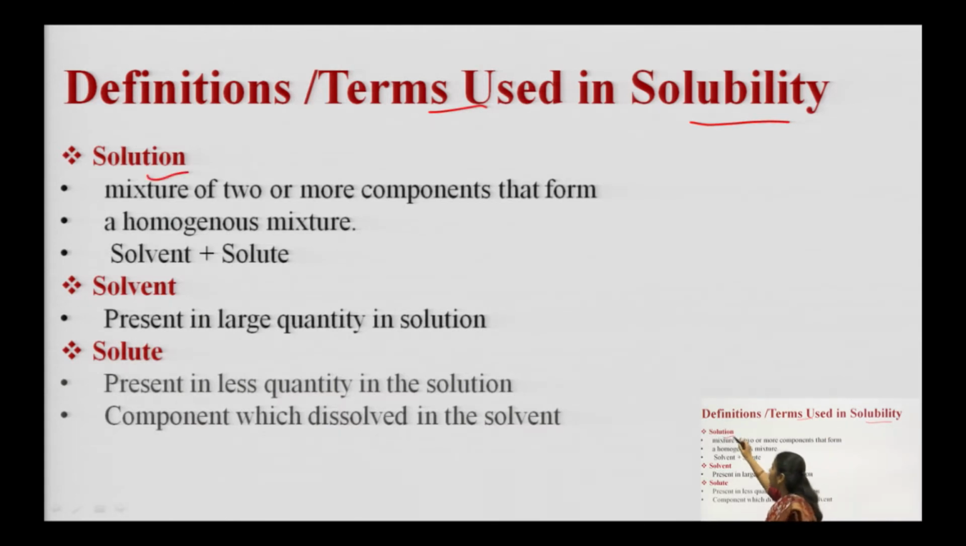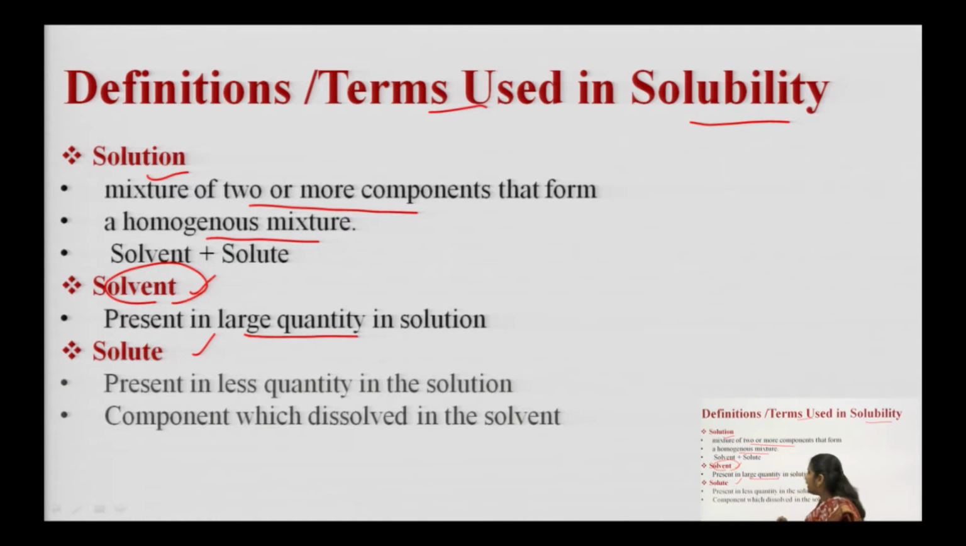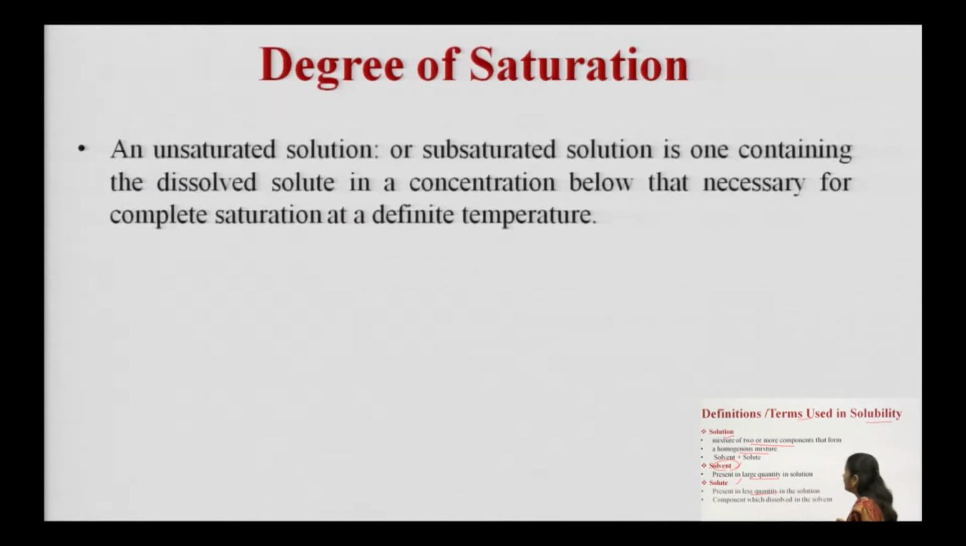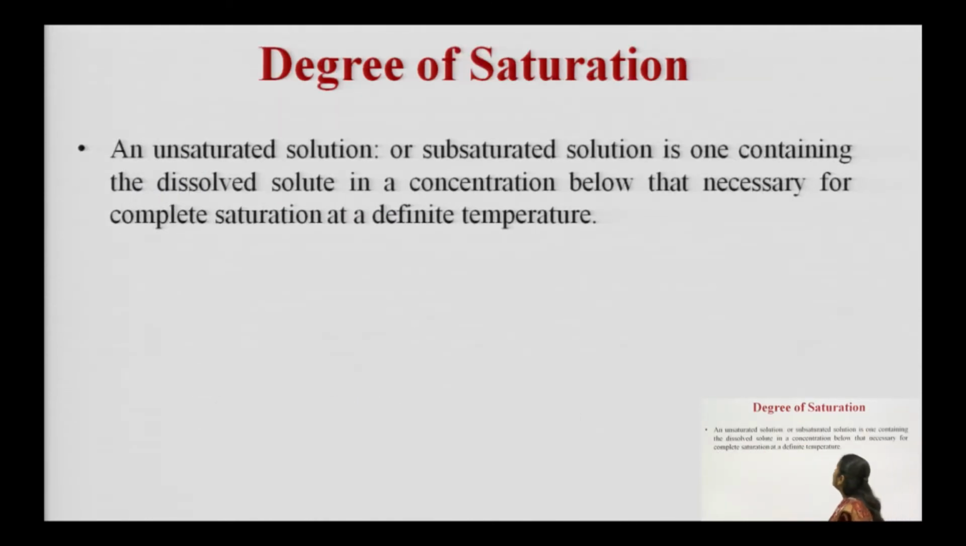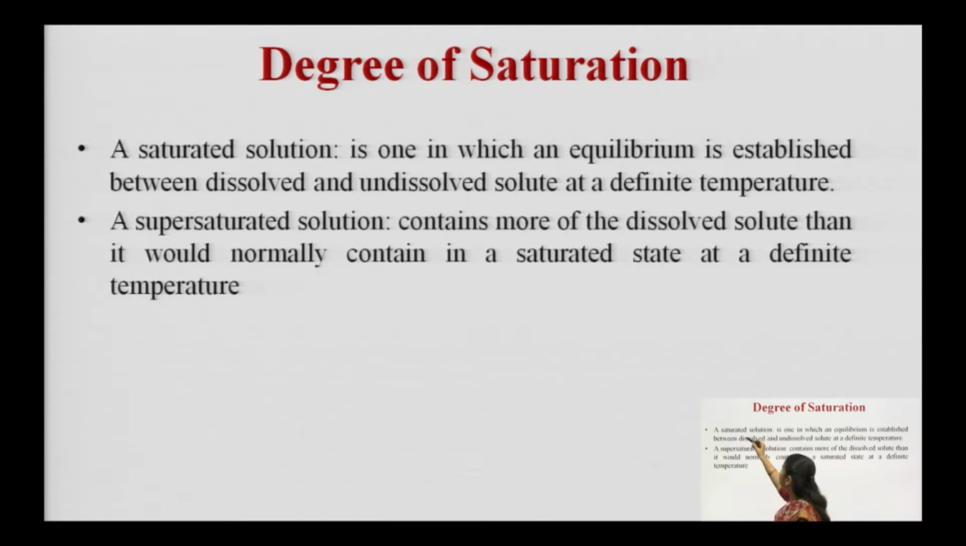Now we will study some of the terms which are used in solubility. First, solution. What is a solution? It is a homogeneous mixture of two or more components, and it mainly consists of solvent and solute. Solvent is present in large quantity and solute is present in lesser quantity. Then we will study the degree of saturation. According to this, we can categorize the solution into three types: unsaturated solution, saturated solution and supersaturated solution.